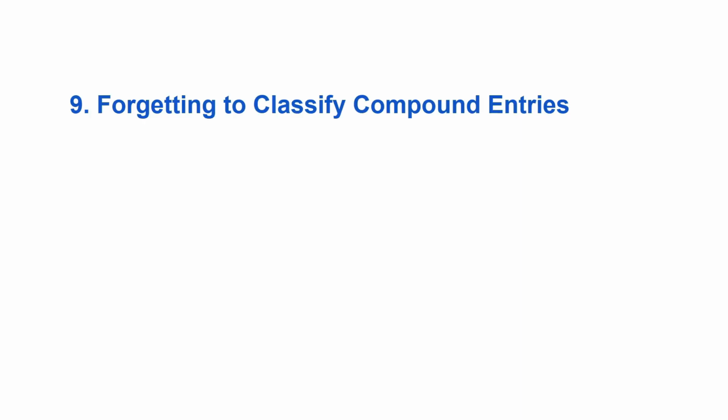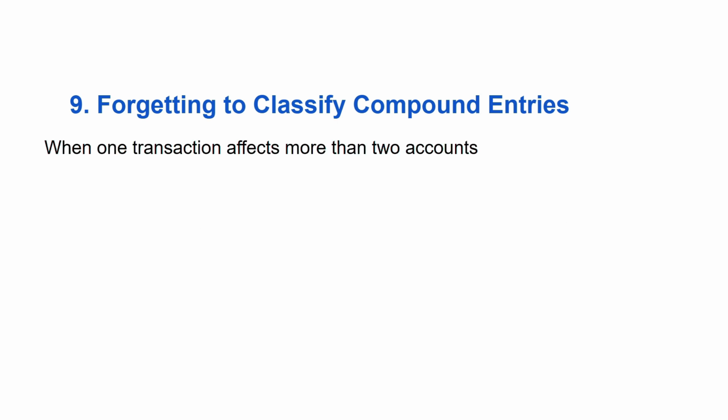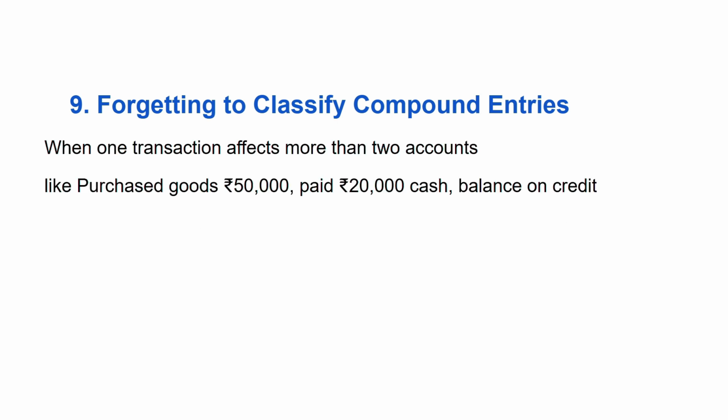Forgetting to classify compound entries. When one transaction affects more than two accounts, like purchased goods rupees 50,000 and paid 20,000 cash and balance on credit, students sometimes write two separate entries. That's wrong. It's a compound journal entry and all accounts should appear together in one entry.